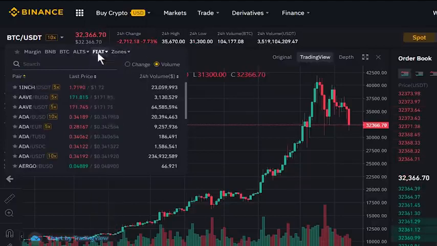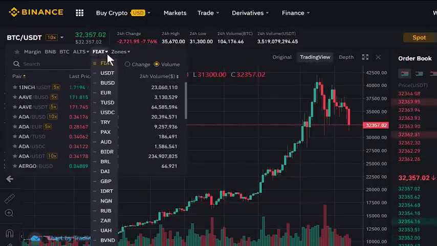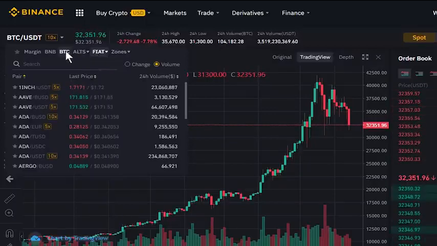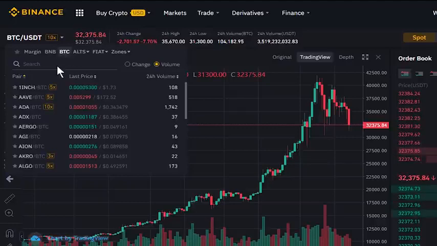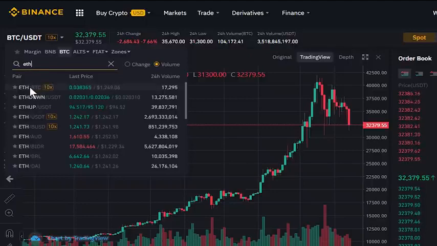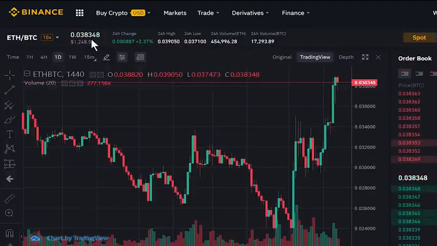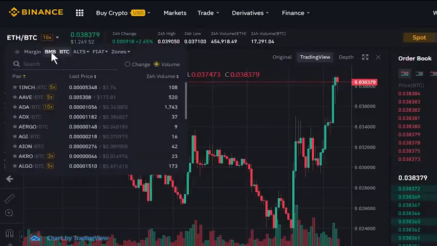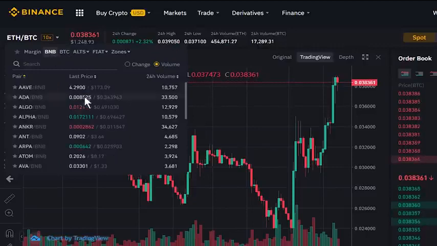Here, this small menu bar actually filters the search result. Until now, it was on fiat, and for example, we can select BTC or Bitcoin, and here we search, for example, Ethereum, ETH, and here it is, and this is the price. Every Ethereum equals 0.038 Bitcoin, and below that you can see its dollar equivalent. Or you can select BNB, the Binance coin, and this is the list of the coins that you can trade in terms of BNB, or you can filter based on other altcoins.